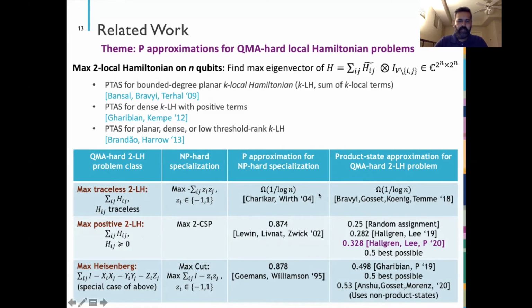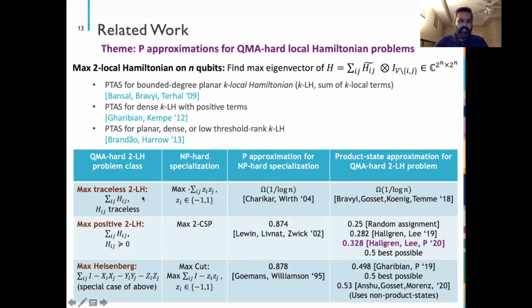That's in this table. These problems are all QMA-hard, and QMA is the quantum analog of NP, or of probabilistic NP, of MA actually. So these problems are hard even for efficient quantum computers. But what we're doing is finding approximations in P. So the theme here is finding P approximations for QMA-hard problems. And local Hamiltonian is in some sense like the SAT of quantum. It's a problem that's routinely used to show completeness and hardness results.